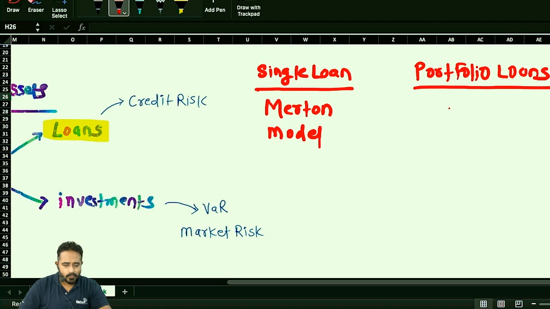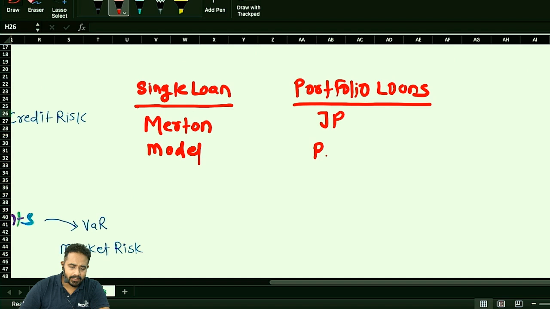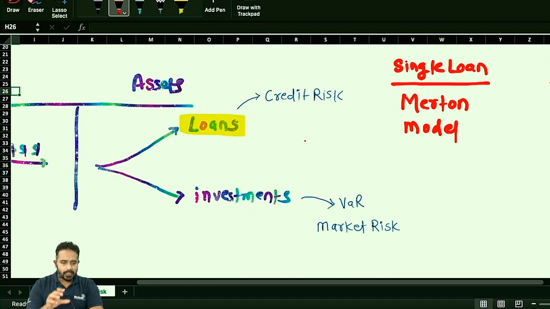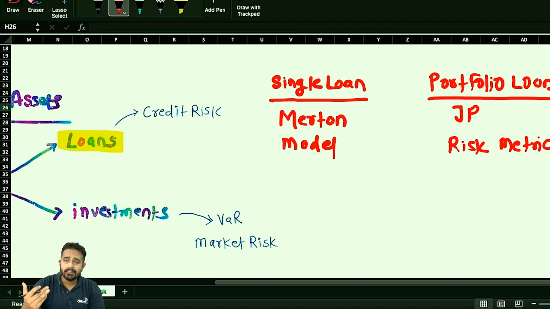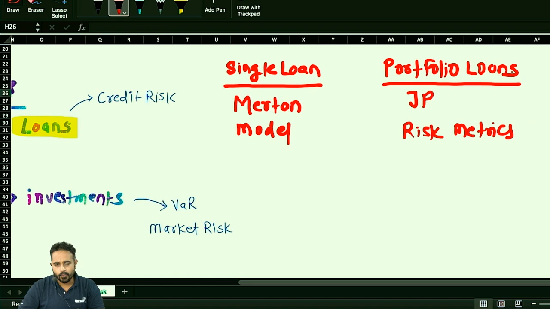One particular technique is the technique developed by JP Morgan. We have another technique called the risk matrix, right? So credit matrix or risk matrix, these are some of the options which are available for portfolio of loan evaluation. So again, that bank is originating loans. Loans are giving us credit risk. We want to evaluate the credit risk. If I want to do it for a single borrower, I'm looking at a Merton model. If I want to do a portfolio, I'm looking at different options.